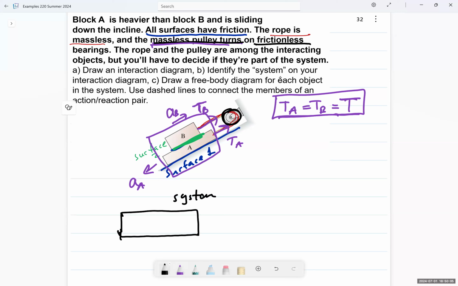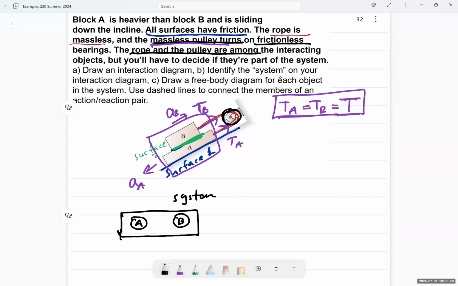So this is your system, and here you identify the objects. Which of these objects are going to be part of your system? Technically you have a couple of things, right? You have A and B, and you can see it says a rope and a pulley are also among the interacting objects. But what we're going to say is that A is accelerating, it has mass and it's accelerating. B also has a mass and it's accelerating.